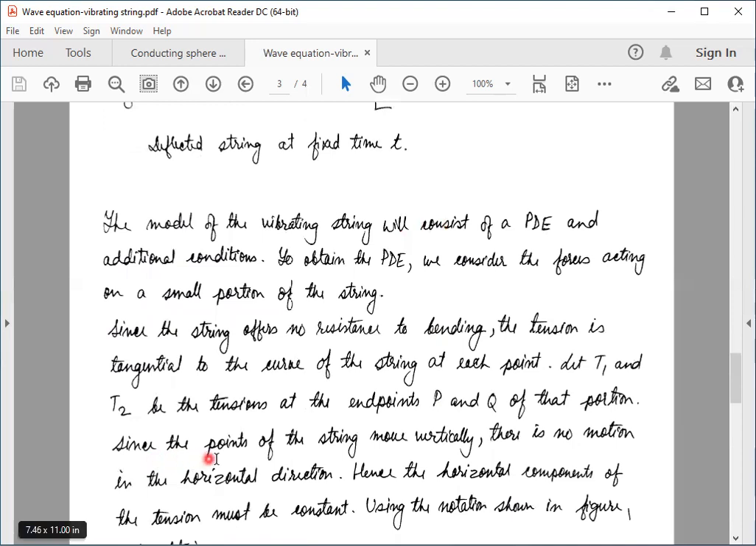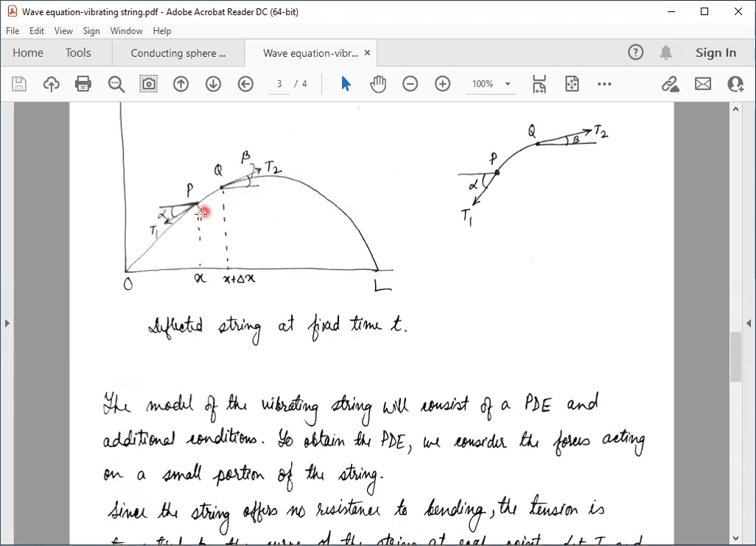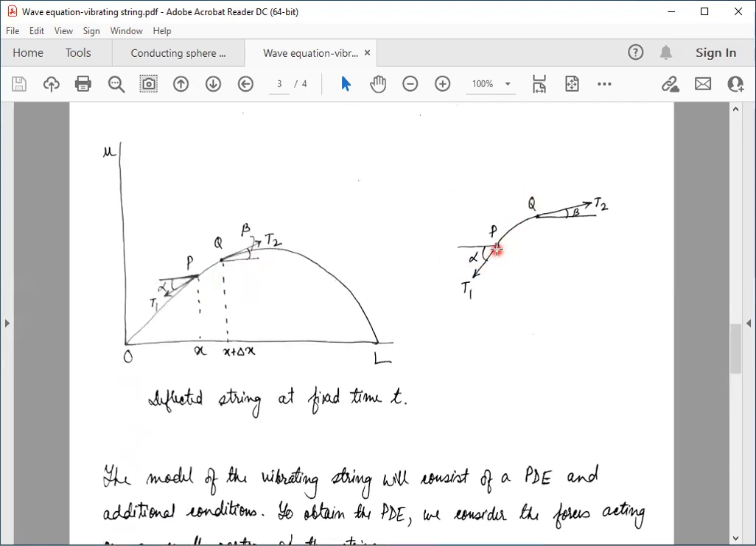Then, since the points of the string move vertically, there is no motion in the horizontal direction. Hence, the horizontal components of the two tensions must be constant. Using the notation shown in this figure, the horizontal component of the tension at the point P will be T1 cos alpha, and the horizontal component of the tension at the point Q will be T2 cos beta.